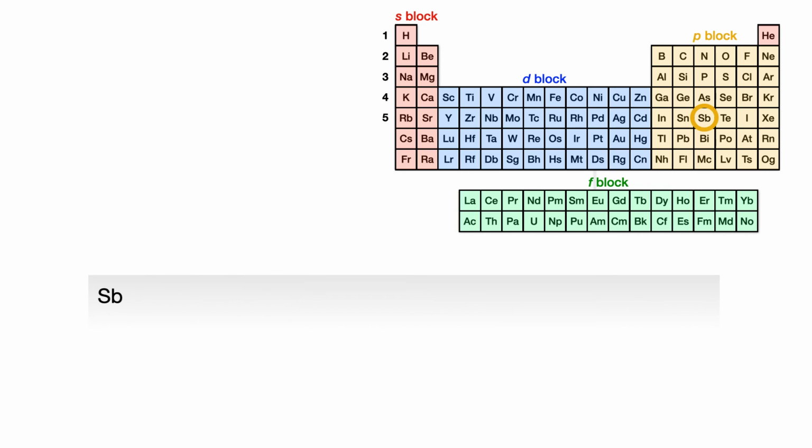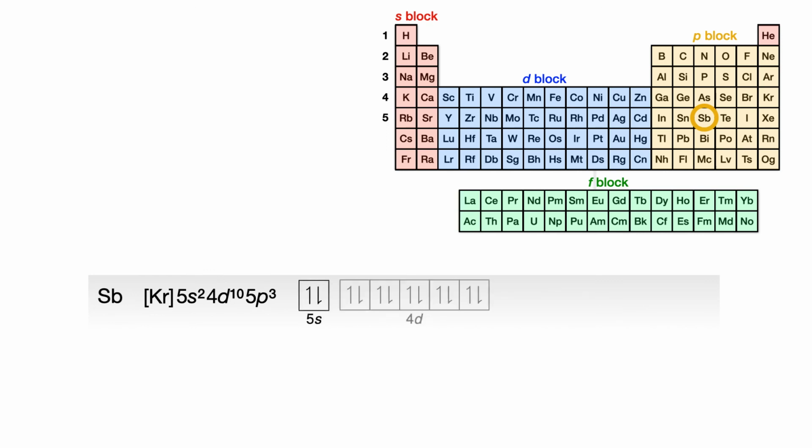It's going to have a core that corresponds to krypton. So krypton is going to be the core, and then the 5s sublevel is going to be filled in, and then the d electrons next to that are going to be 4d. So we've got 10 of those 4d electrons, and then 3 more electrons will go into the 5p sublevel. So the electron configuration is krypton, 5s2, 4d10, 5p3. This is its orbital diagram.